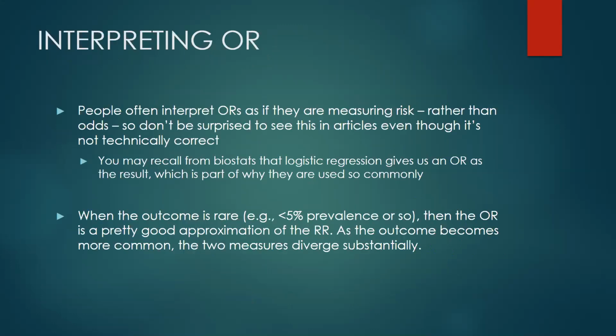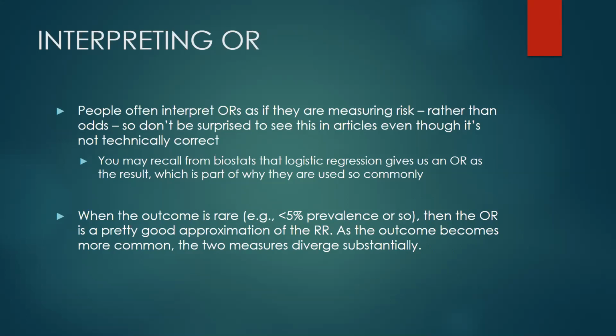So we interpret an odds ratio essentially the same way as a relative risk. 1 means identical odds in both groups. If the odds ratio is greater than 1, it means the exposed group has higher odds of disease. Odds ratio of less than 1 means the exposed group has a lower odds of disease. But just note that we're not measuring risk here, we're measuring odds. So when you interpret them, you really should use the word odds instead of risk. It doesn't happen all the time, but something to be aware of.